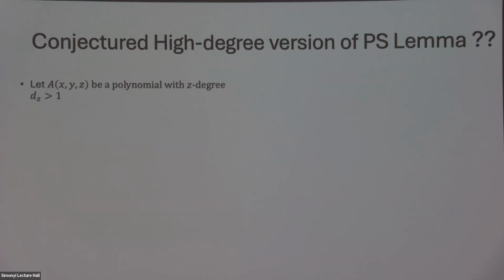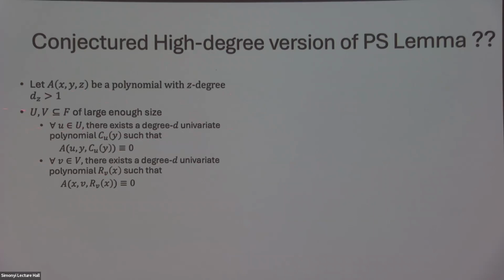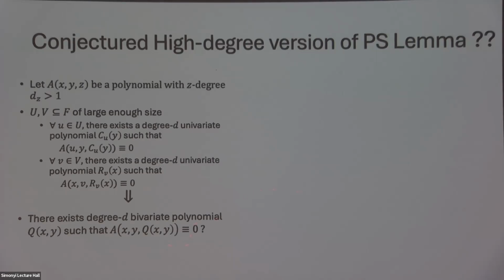So one conjectured statement is: suppose A is some polynomial with degree dz greater than 1. Think of dz being 2 or 3 or something, just mildly larger than 1. And you just have the similar statement. You have rows and columns of large enough size such that for each of the columns, once you restrict one variable, you do get a root of the form z minus c_uy along the rows. And similarly, along the columns, you have such a root. Does that mean that actually there is an honest to God root of the form z minus q of xy for this polynomial? This is what I would like to ask.